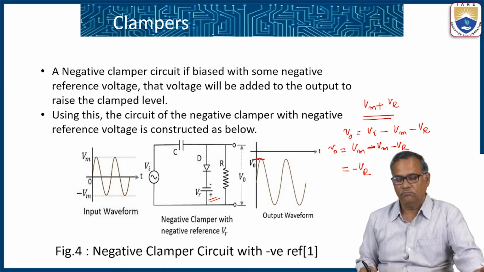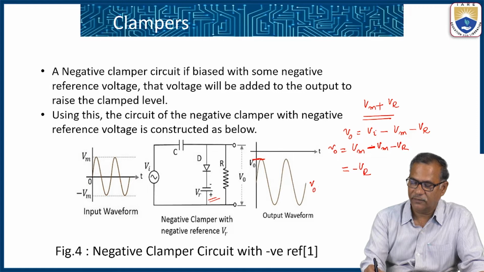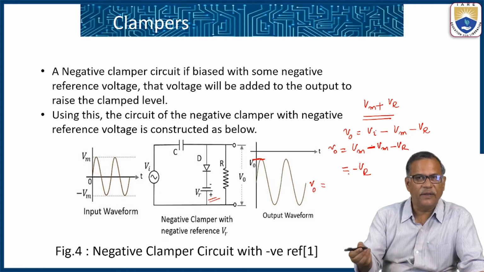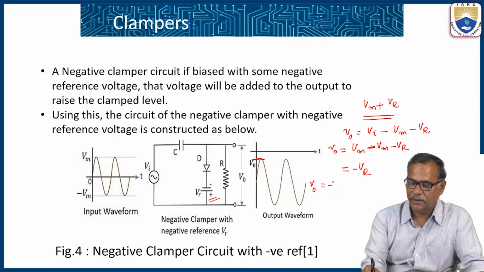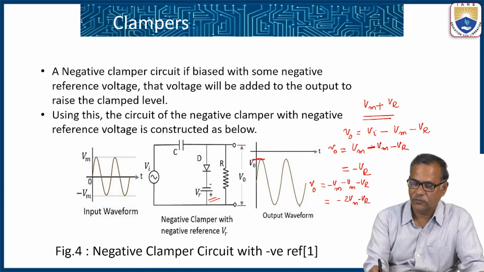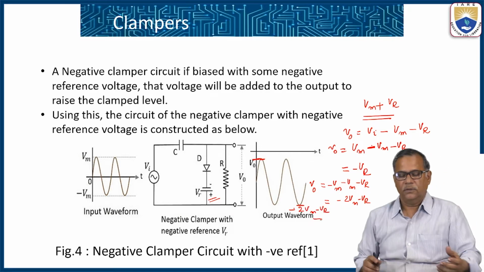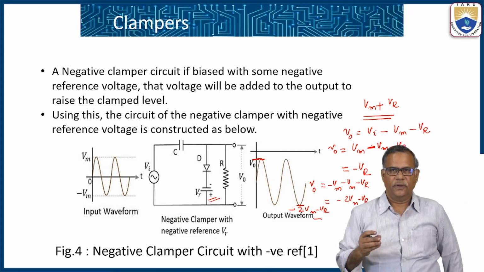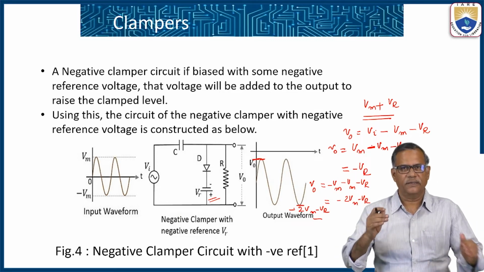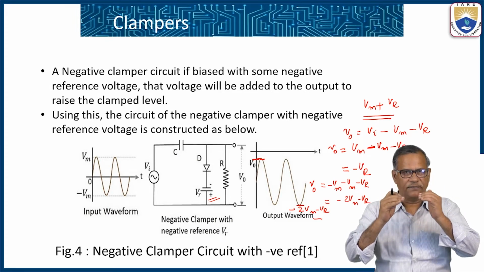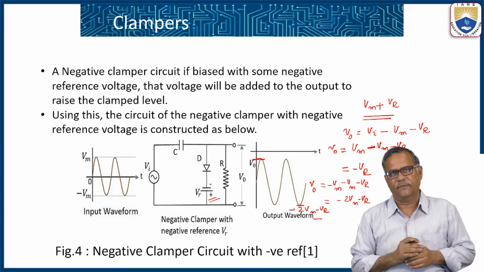And during the negative peak, what is the output voltage? V0 is equal to, during the negative peak, Vi is equal to minus Vm. So you say minus Vm minus Vm minus Vr. So you get output voltage as minus 2Vm minus Vr. So this voltage is going to be minus 2Vm minus Vr. So to the negative clamper circuit, if you put a negative reference voltage, the waveform gets an additional shift of Vr downwards.